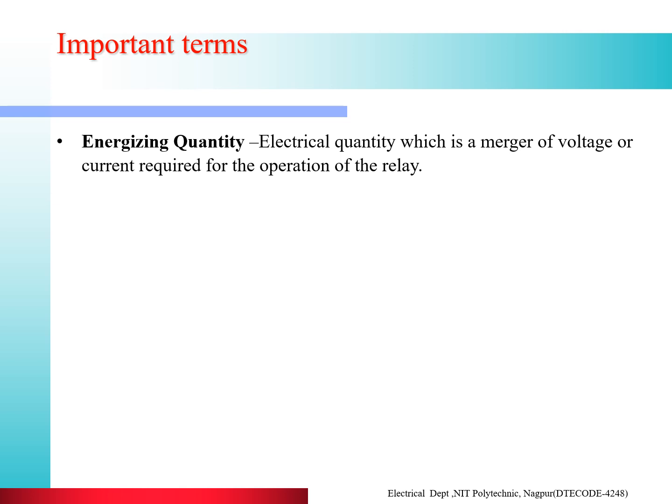First is energizing quantity. It is defined as the electrical quantity, a measure of voltage or current, required for operation of the relay, and it is called the energizing quantity.